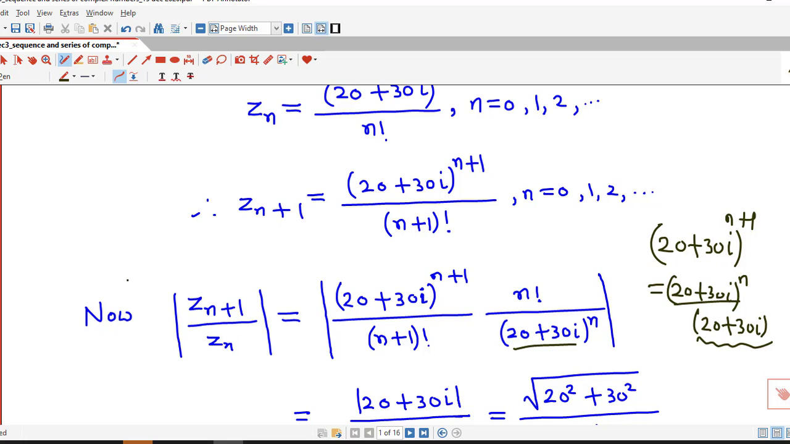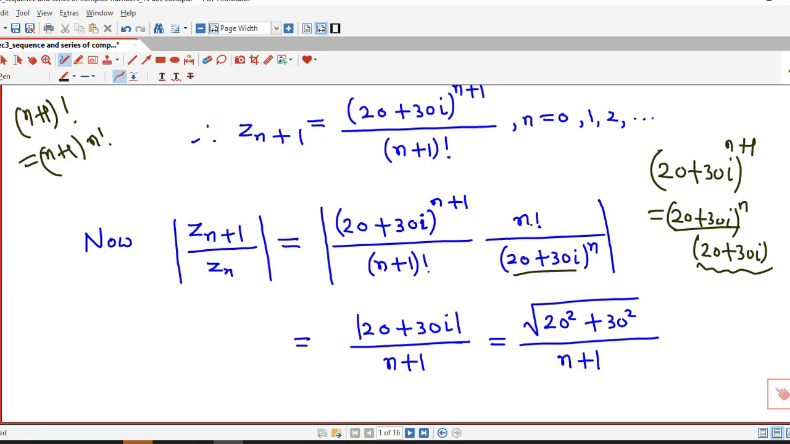Similarly, n plus 1 factorial can be written as n plus 1 into n factorial, so that will cancel out n factorial.